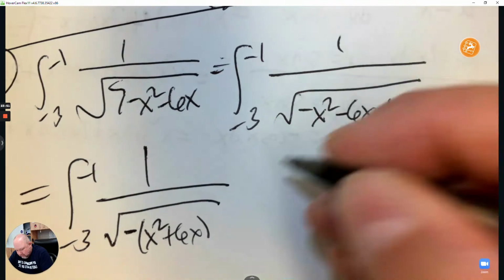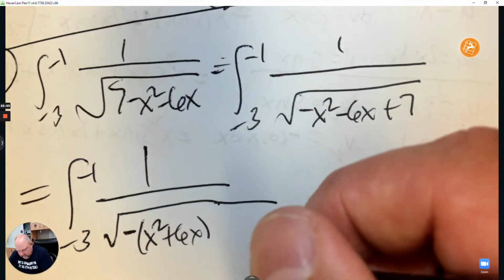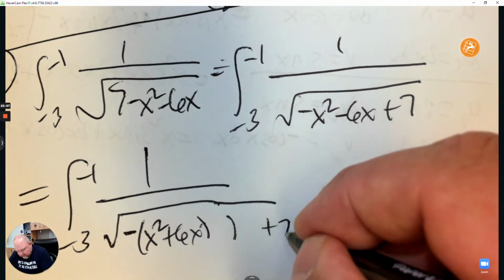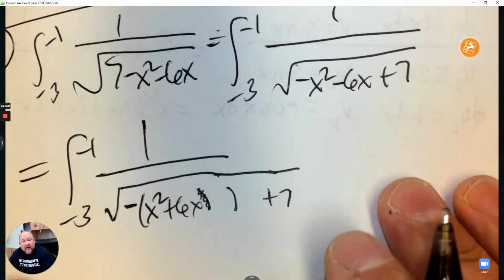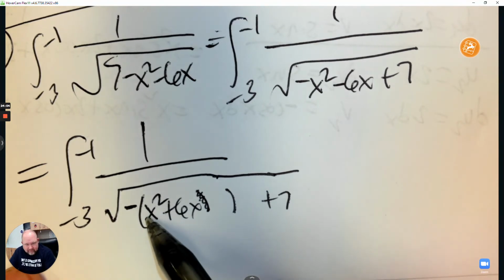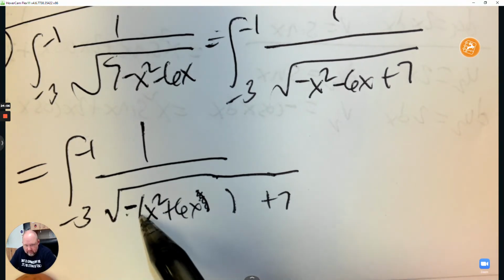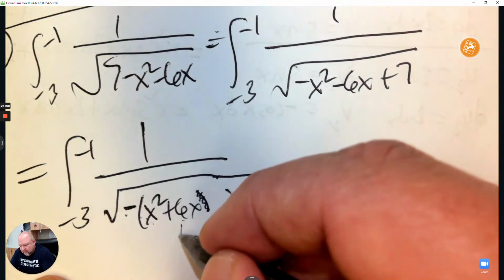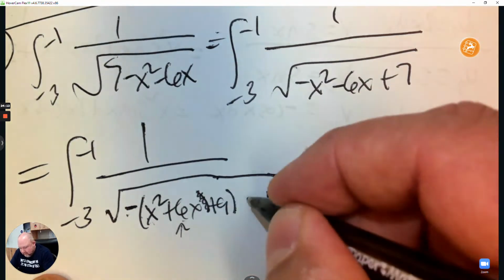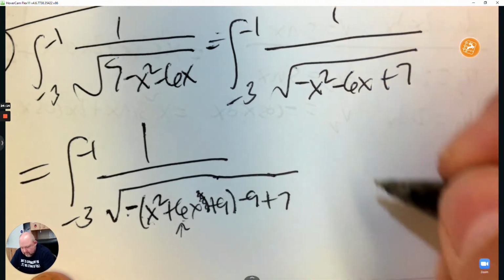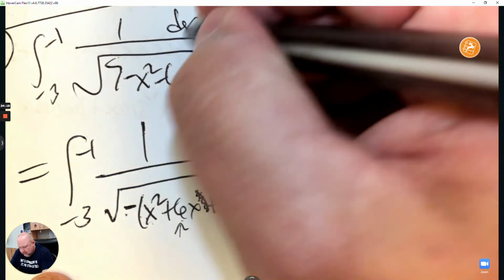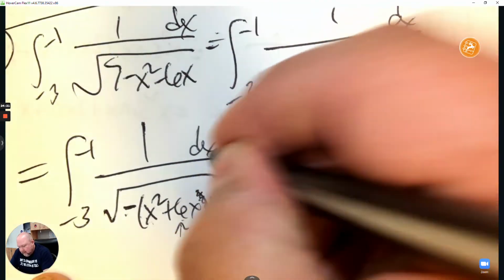To be able to complete the square, I'm going to leave a little space there actually. Plus 7. I didn't mean to close that parentheses. To complete the square, the part with x squared needs to be a positive value. So we factor out the negative, so it is positive. To complete the square, divide by 2, 3, square it, 9. And then we're also going to subtract 9 so it stays the same. Did I forget a dx? I always keep saying, don't do that. All right.